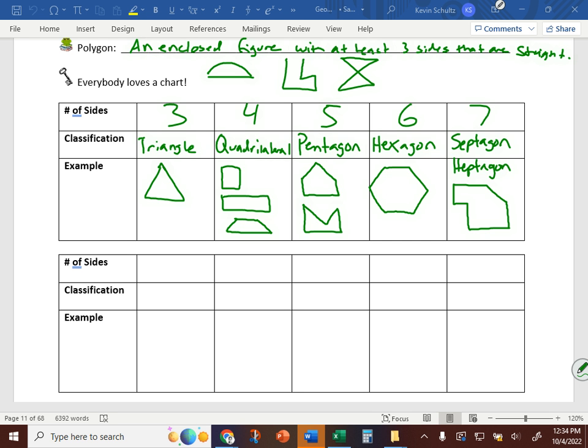How about 8? Octagon. Here's your stop sign, your octagon. The word octa means 8, gon means sides. Octopus. Octave: 8 notes to an octave, right?